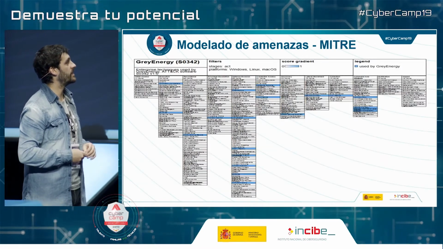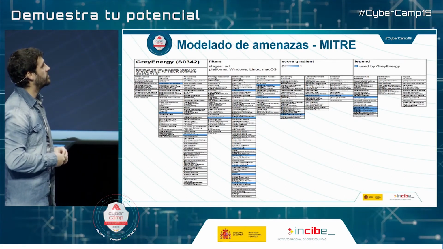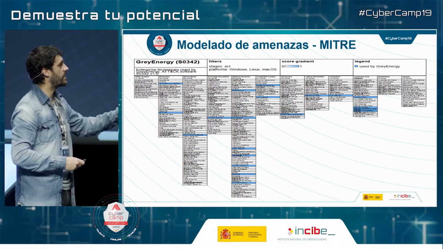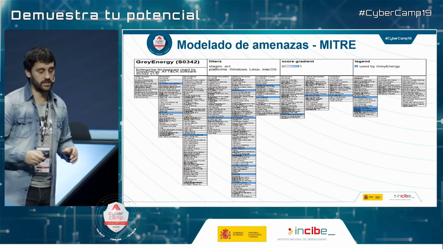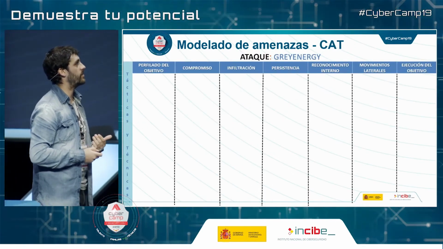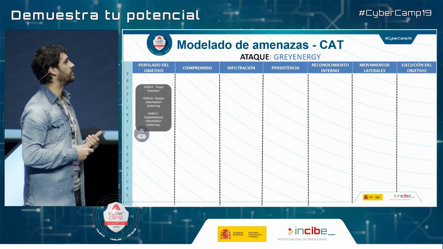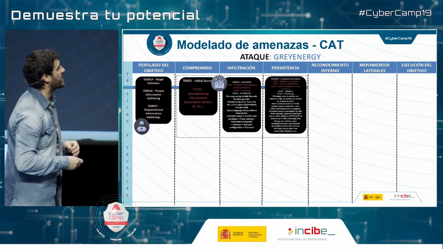So I have this matrix, for example, and depending on the phase in which I am, there are going to be different tactics, techniques, etc. But can we see it in a more graphical way? Yes, with CAT. I think this is clear.